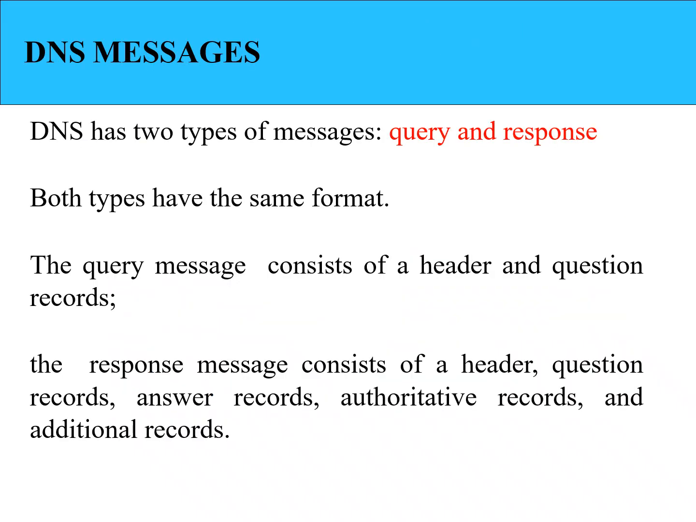So then comes the DNS messages. We know in a network, each and every protocol will be exchanging information by means of some messages. So now let us look at what the DNS message frame format will look like. DNS has two types of messages. One is called a query and the other a response. Both types have the same format. The query message consists of a header and a question record. The response message consists of a header, then question records, answer records. It also has authoritative records and additional records.